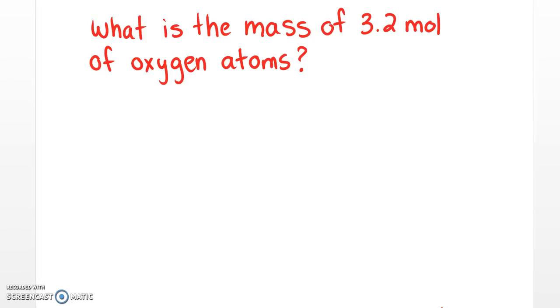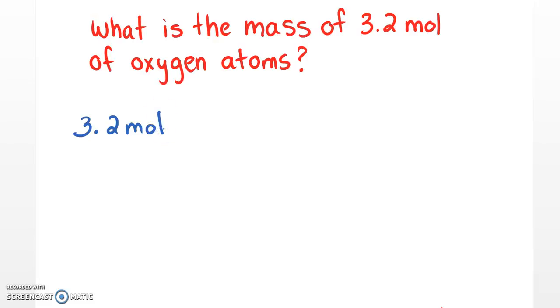Hi everybody, in this movie we're going to figure out how to convert mass into moles and how to turn moles into mass. So the first question we have is, what is the mass of 3.2 moles of oxygen atoms? So the first thing you do is you write down, what do we know? We know we have 3.2 moles of oxygen atoms.